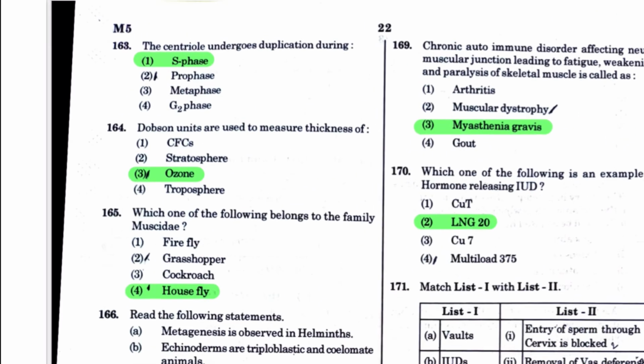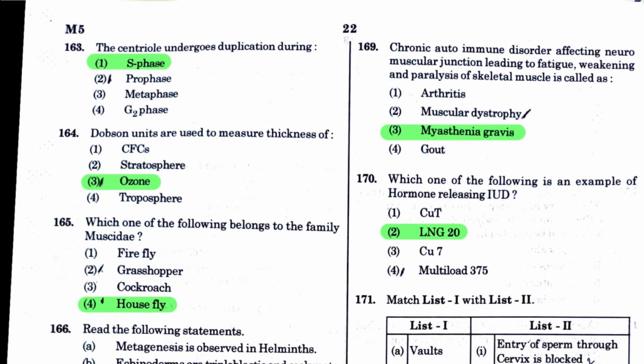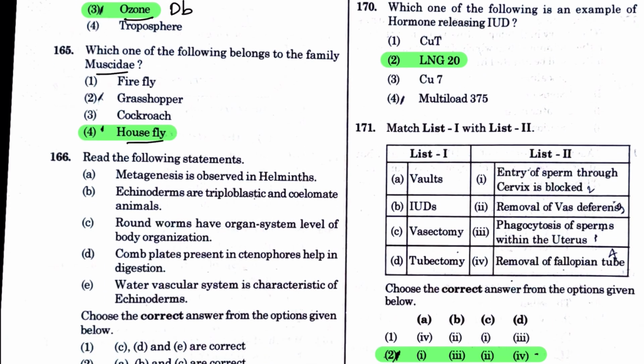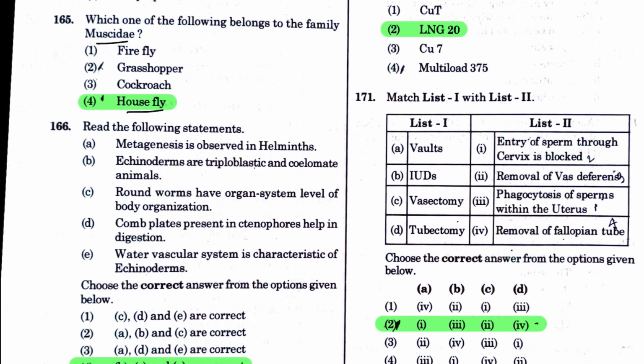So 163, centriole duplication occurs during. Centriole duplication and DNA replication both take place at S phase. Next question. Dobson unit is used to measure the thickness of ozone. Ozone thickness is measured with the help of Dobson unit, right? Which of the following belongs to the family Muscidae? Housefly, right?